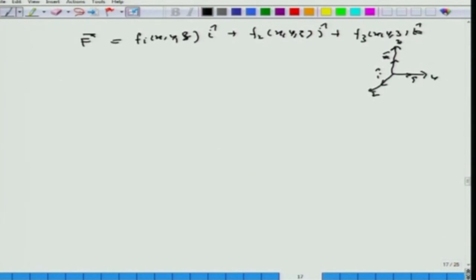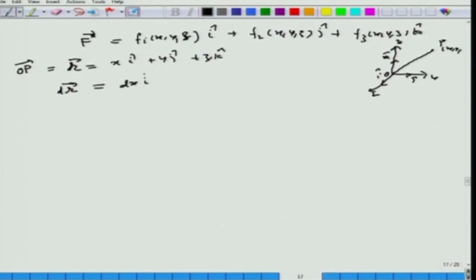So, this f is in general this vector function of x, y, z given like this, and the position vector r for any point p here, this OP, which is x, y, z. So, the position vector r is given by the directed vector OP, x i plus y j plus z k. So, dr element will be dx i plus dy j plus dz k.